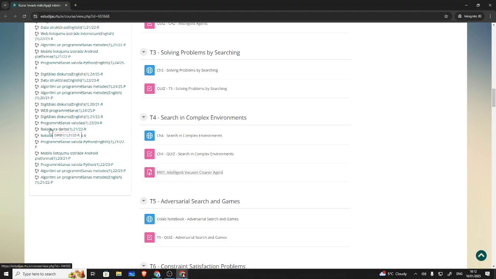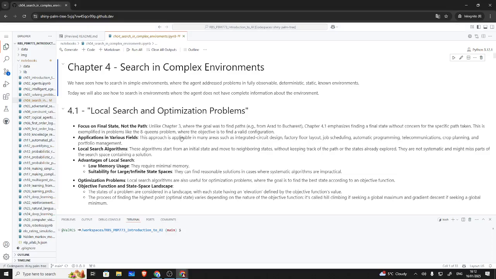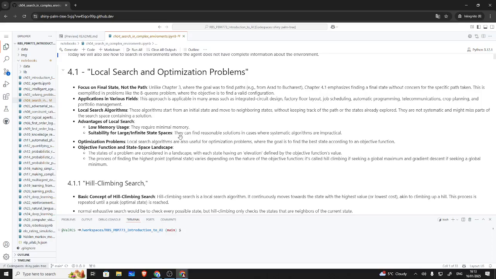All right, let's go to the topic at hand. So, search in complex environments. Chapter 3 was just to find paths, right? Final state, right? But we now have so-called local search, right? We have some starting point, and we basically want to explore what's happening locally, right?